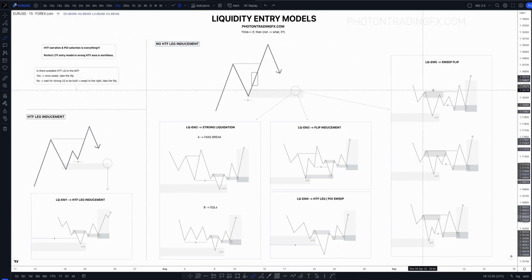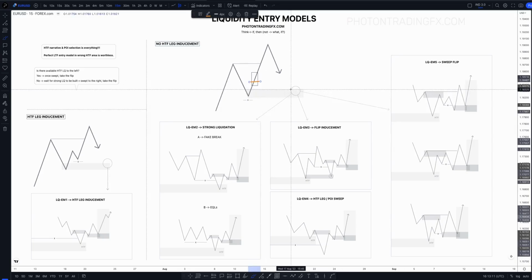And then lastly, we have sweep flips. So remember, hopefully you've watched the sweep flip lesson. There are quite a few different scenarios in which a flip could sweep. So I've just put a few here. That's essentially what you're waiting for.